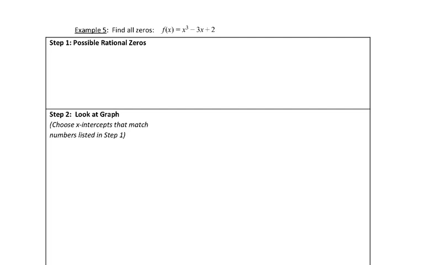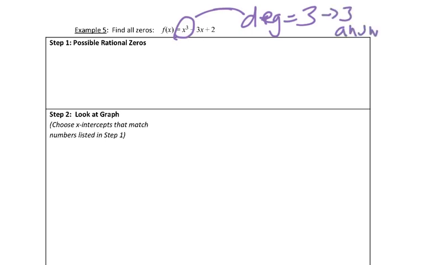So in this problem, the first thing I'm going to look at is this piece, and that tells me that my degree is 3, which means I need 3 answers. So I have to work until I get 3 answers.